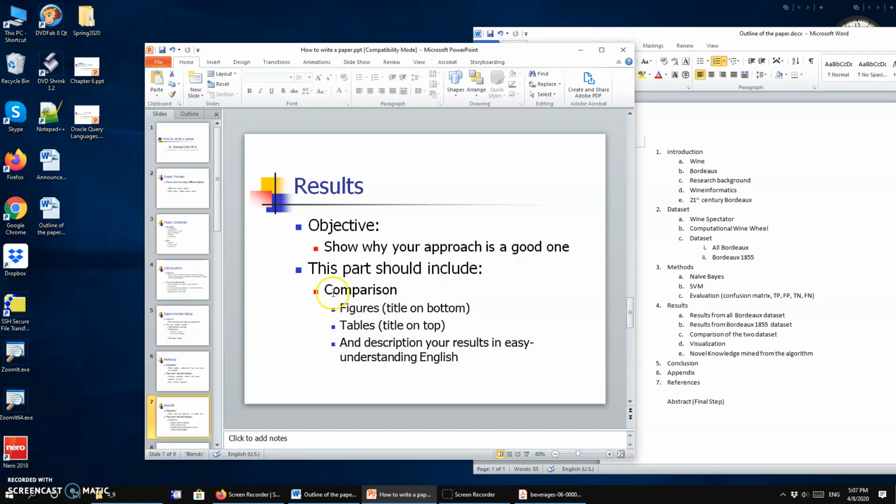This part should include the comparison. We should have the figures, tables, to describe your results and a description of your results in easy understanding English, so that you try to explain what you have found. In the paper, we structure by starting with the results of the old Bordeaux data set. What is the accuracy? What did the evaluation metrics show? And other results from the 1855 data set. So those are the two results that we have shown.